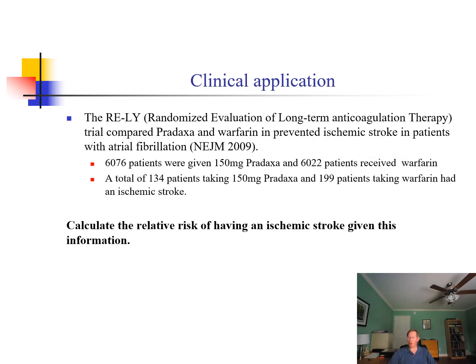All right, so just as an aside, you could calculate this relative risk. There's a very simple formula for actually doing this. You just need the original data. So if I look at those 150 milligram dosed patients, there were 6,076, and there were 6,022 that received warfarin. I had 134 patients taking the 150 milligrams of Pradaxa and 199 taking the warfarin who had an ischemic stroke.